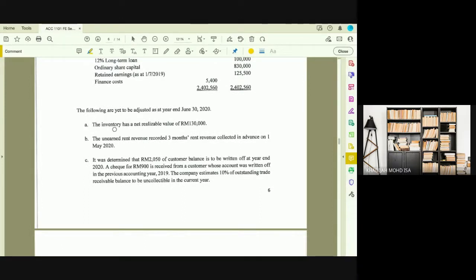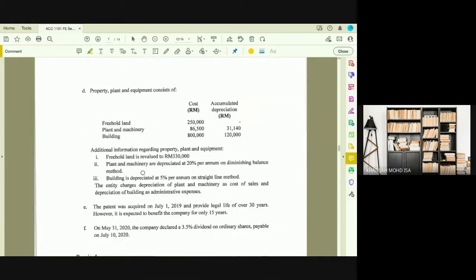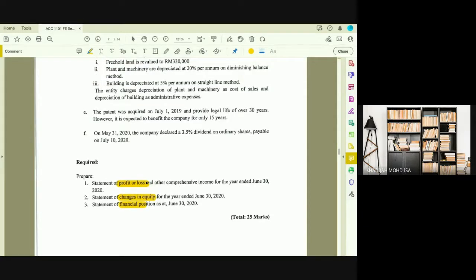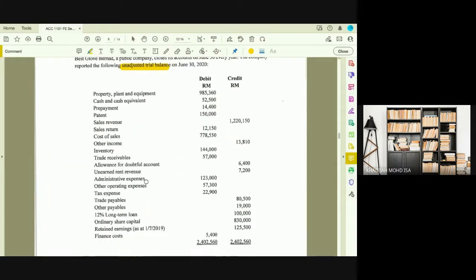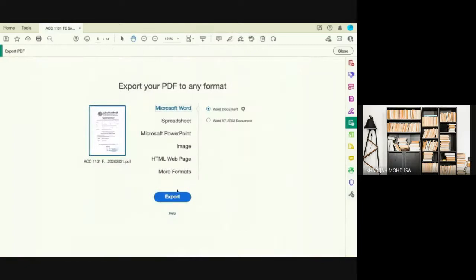It means you have to go through all these transactions, A, B, C, D, E, F, and then prepare the profit and loss statement, changes in equity, and the financial position. Sometimes the question also requires you to do the journal entries first. So how are you going to do this question? What would be your strategy then? Anyone?